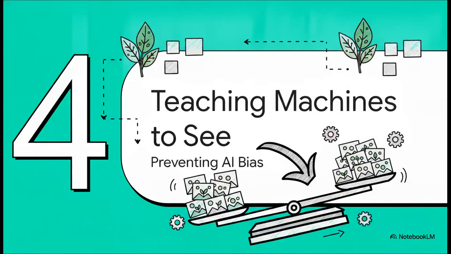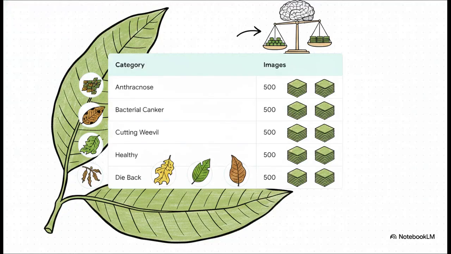Moving on to Section 4, teaching machines to see and preventing AI bias. Take a look at this distribution from the MangoLeaf BD dataset. After all that pre-processing, the researchers ensured there were exactly 500 images for every single category. And this is absolutely vital. Think about it. If an AI sees 2,000 images of anthracnose, but only 50 images of bacterial canker, it's going to develop a massive statistical bias. It'll just start guessing anthracnose for everything, because statistically it's a safer bet. A perfectly balanced dataset ensures the AI gives equal, undivided attention to every single disease.